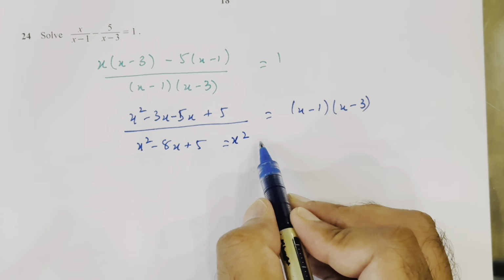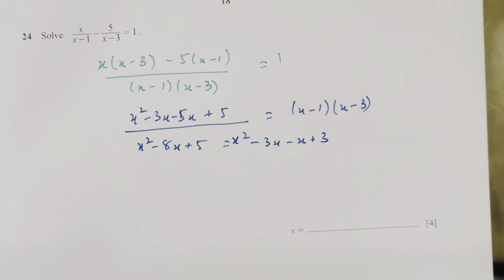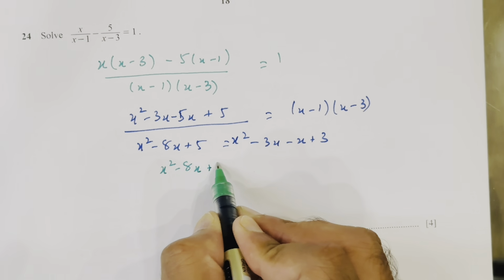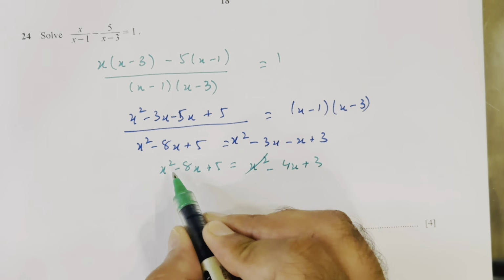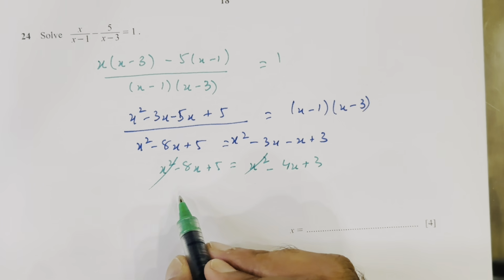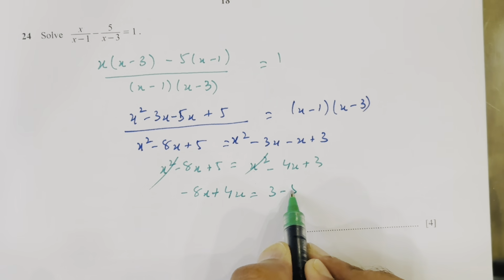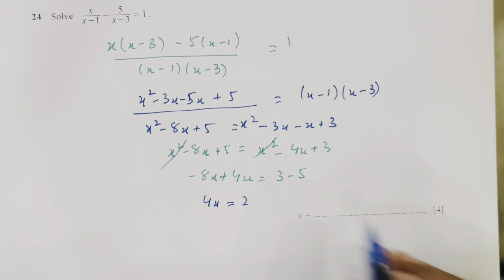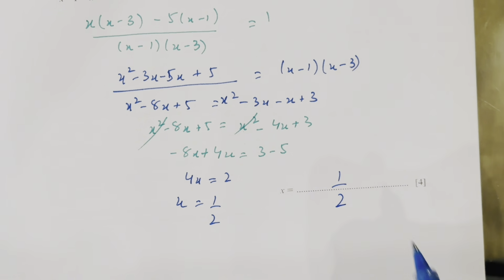You get the value x square minus 8x plus 5. Over here x square minus 3x, then minus x, then plus 3. Okay. x square minus 8x plus 5, it would be x square minus 4x plus 3. You're gonna cancel x square, and minus 8x plus 4x, it would be 3 minus 5. You get the value that is equal to 4x is equal to 2, and then x is equal to 1 by 2. So our answer would be 1 by 2.